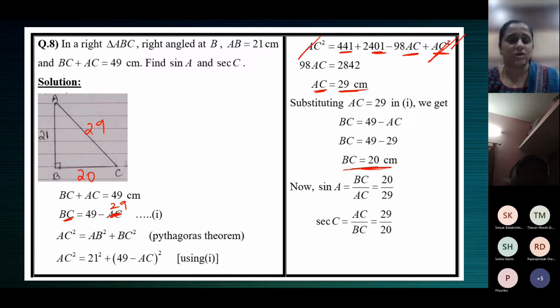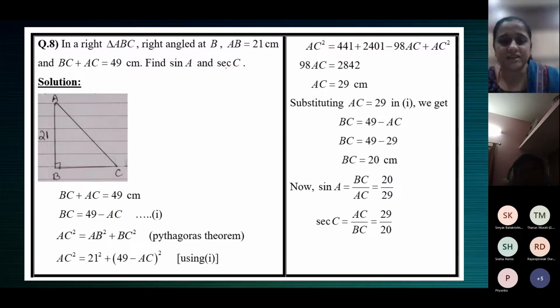Now sine A. What is sine A? For A, this is the opposite side, and this is the hypotenuse because it's opposite the right angle. So sine A is opposite by hypotenuse, 20 by 29. Secant of angle C: for C, this is the opposite side and this is the adjacent side. Secant C is equal to hypotenuse by adjacent, hypotenuse AC by adjacent BC. AC by BC, 29 by 20.